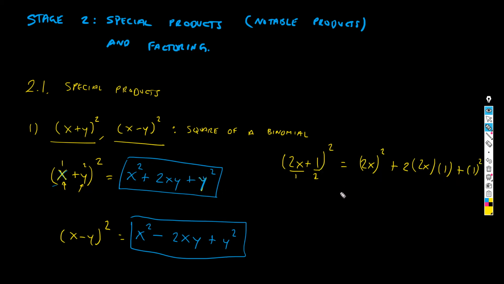So you do this first, and after you write it in this way, you can develop the parentheses. Okay, 2x to the square, that's gonna be 4x squared, and then all of this, 2 times 2x times 1, that's gonna be 4x, and then 1 to the square is 1. So this is the answer. This is what you should be getting very quickly.